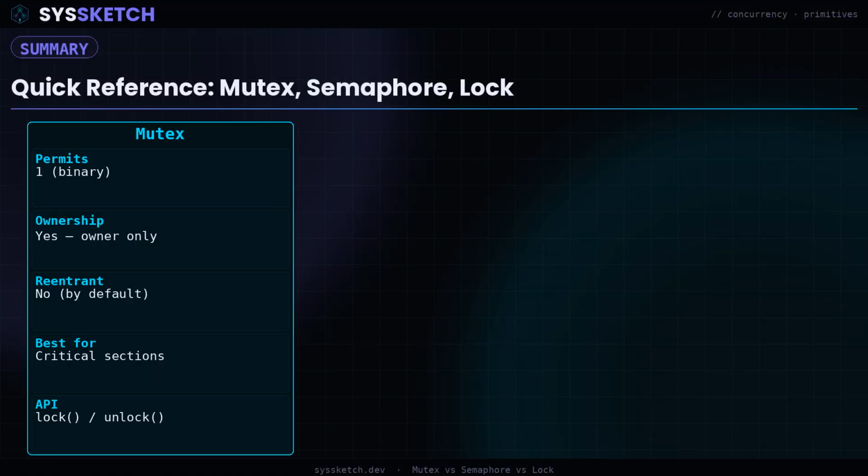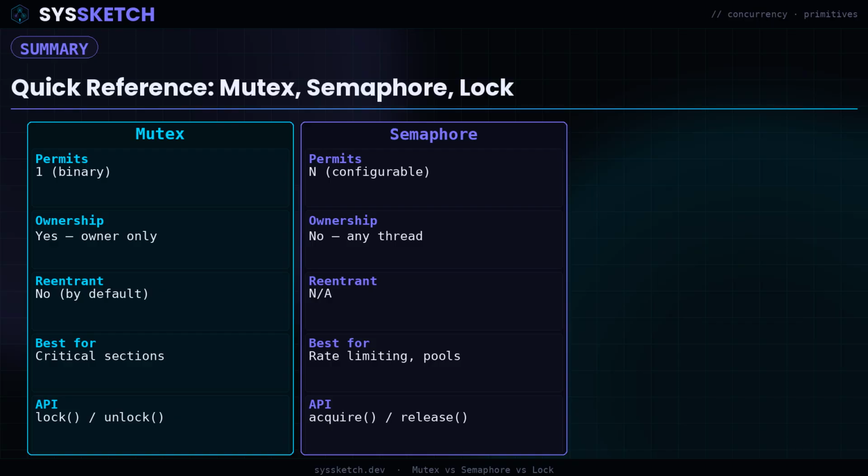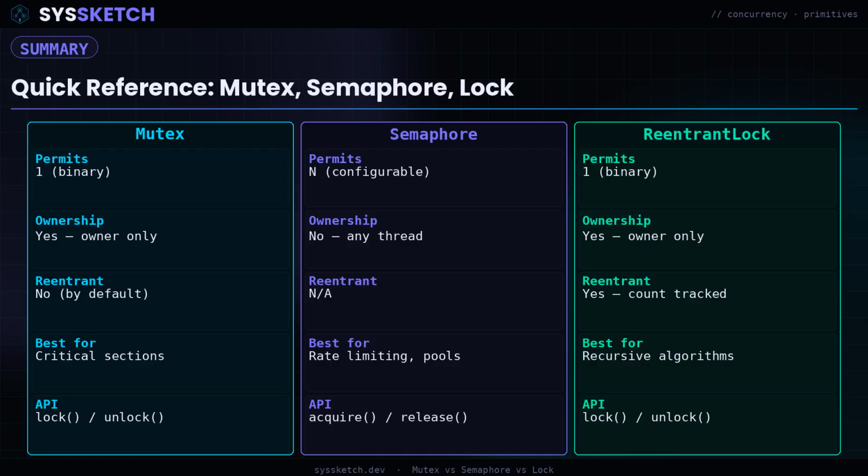Quick reference before you go. Mutex, 1 permit, ownership enforced. The locking thread must unlock, best for critical sections. Semaphore, n permits, no ownership. Any thread can release, best for pools and rate limiting. Reentrant Lock, 1 permit, ownership enforced. Same thread can lock multiple times and count is tracked, best for recursive algorithms.